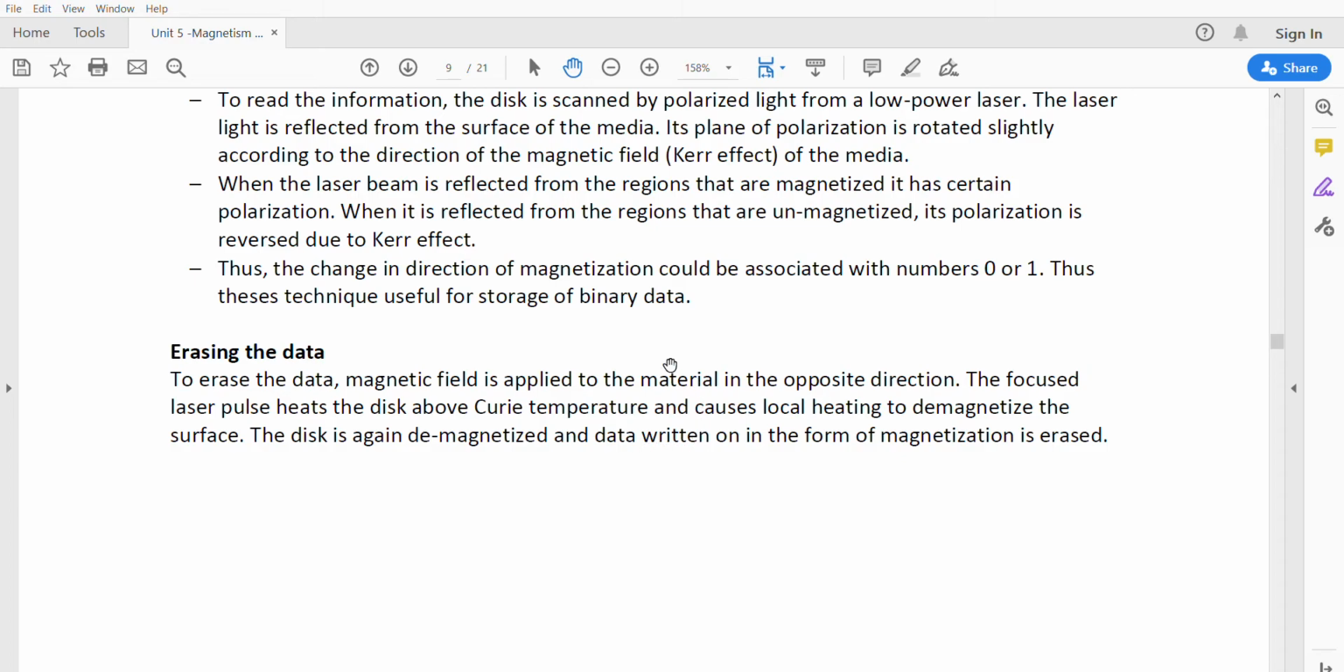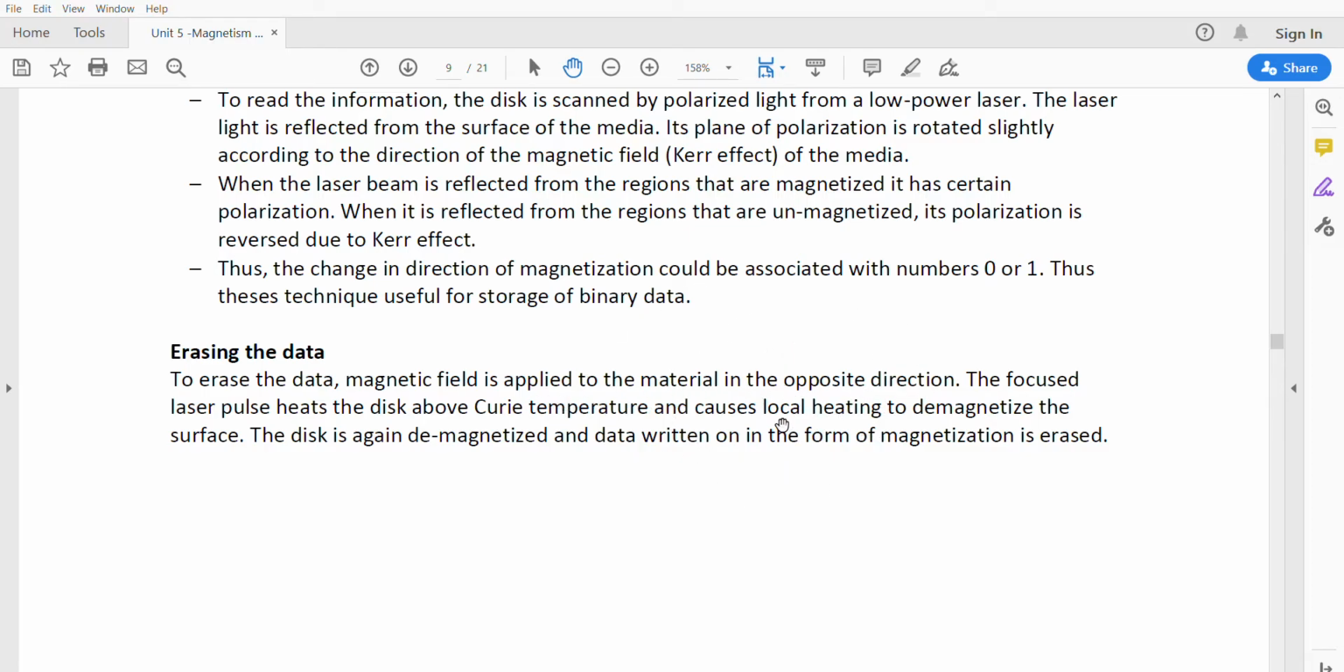Erasing the data. The data can be erased when a magnetic field is applied in the opposite direction. If you apply the magnetic field in the opposite direction, then again the magnetized portions will become demagnetized. Then the data will be erased by heating above the Curie temperature.